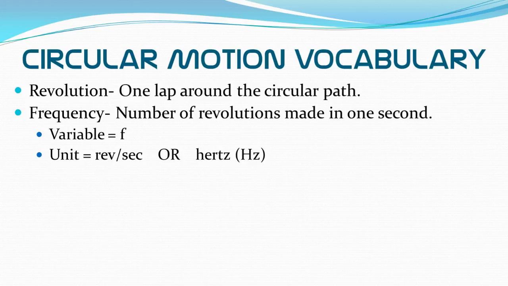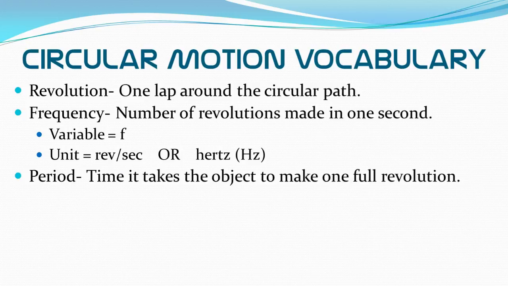The reciprocal or inverse of frequency is the period. Period is the time it takes the object to make 1 full revolution. The variable for period is represented by capital T. It's a very specific time, so it's T, which means its unit is seconds.